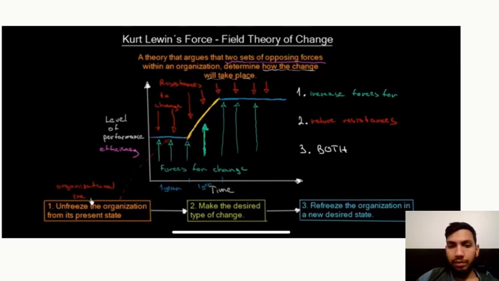So what we need to do first is unfreeze the organization from its present state. This point will be right there. We need to unfreeze the organization so it will reach the higher level. The second one is to make the desired type of change. In this arrow we make the desired change that we want, and when our organization reaches our desired goal, we need to refreeze again so it will not go down easily. We need to refreeze at the top of the chart.